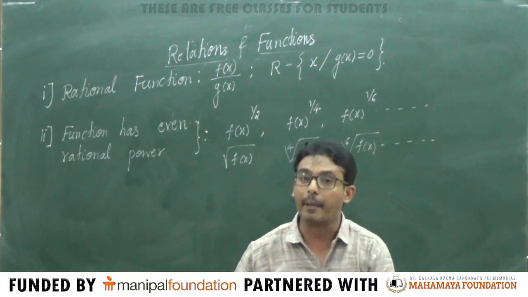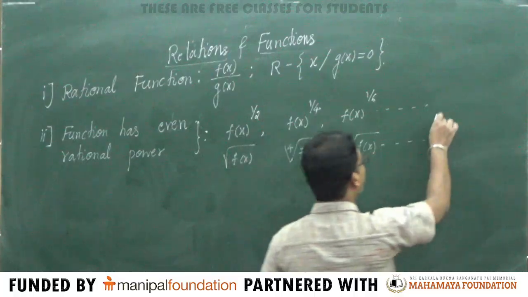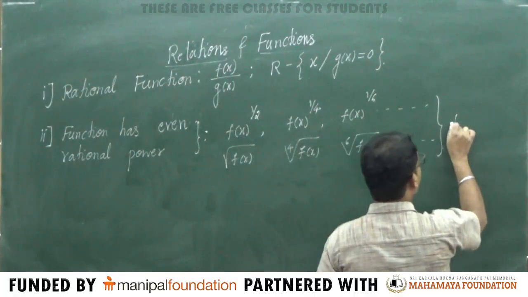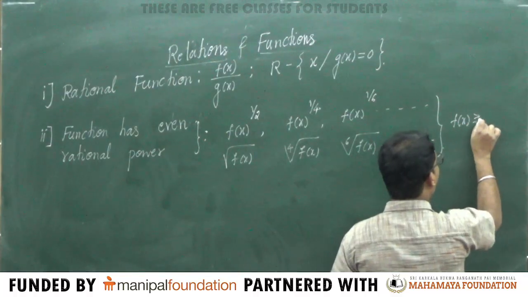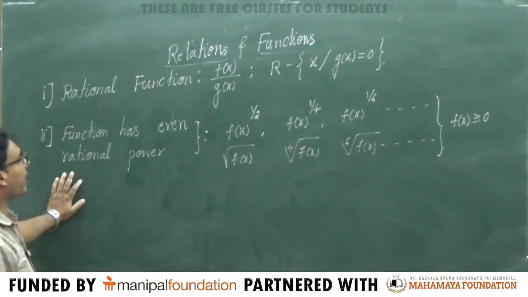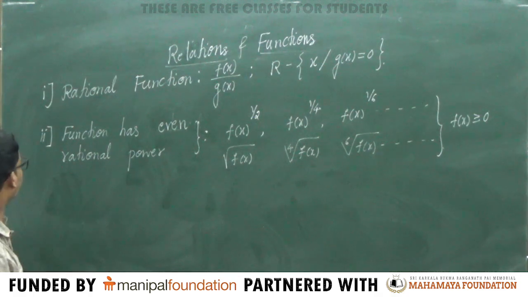That becomes imaginary. So to find the domain of a function, the condition is that whatever the value of x, the radicand, that is the base, cannot be negative. It is always greater than or equal to 0. So that is the idea to find the domain of a function.